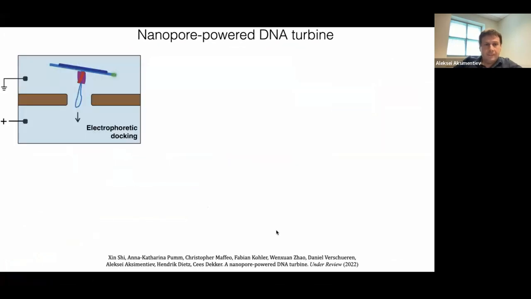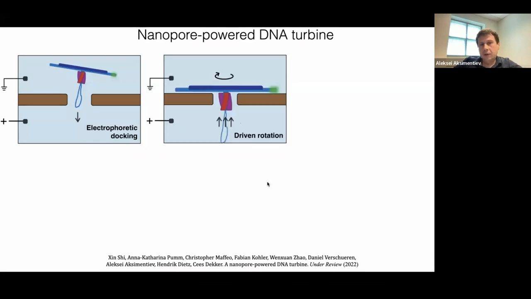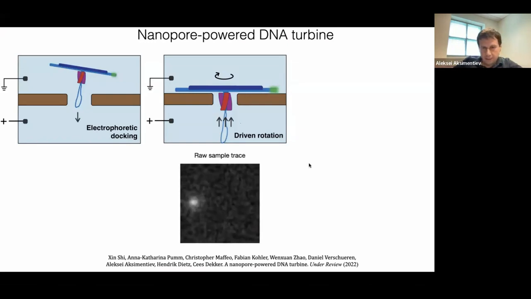So does it work? Yeah, it does. This is how a typical experiment looks. We apply an electric field, and the assembly is captured by the nanopore. There's a dye at the end of the rod, and we can monitor the rotation by looking at this nanopore array using a microscope. And this is kind of how it looks. The molecule gets captured, and then you can actually see by naked eye that it spins.